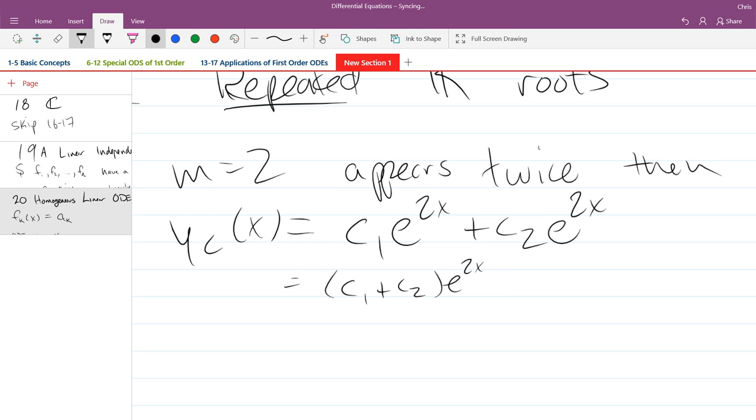All right, why do I need two constants? You're just adding two constants together. So this is really one solution, and this is not really two independent solutions.